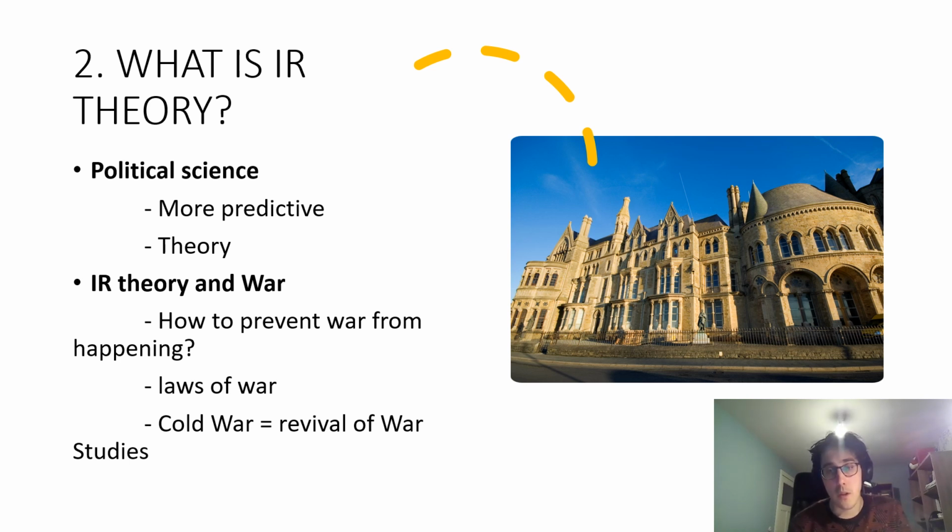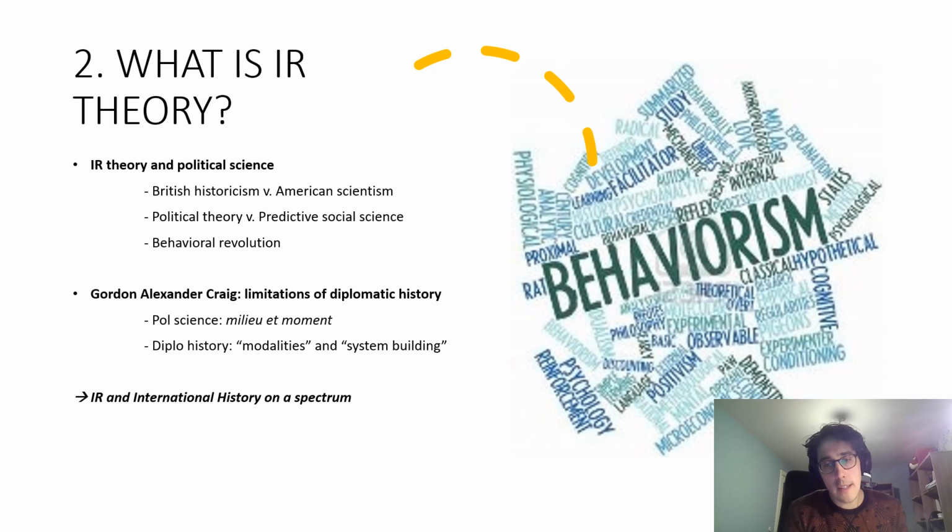The Cold War meant a big boost. The Cold War, the struggle between the Soviet Union and the United States from the 1940s onwards, really meant a big boost for IR theory, because it sort of revived this interest in trying to prevent war, particularly since with the arrival of the atomic bomb, the atomic weapon, war would have even more devastating consequences. Now, what is important to note is that IR theory, or political science, has two very different iterations.